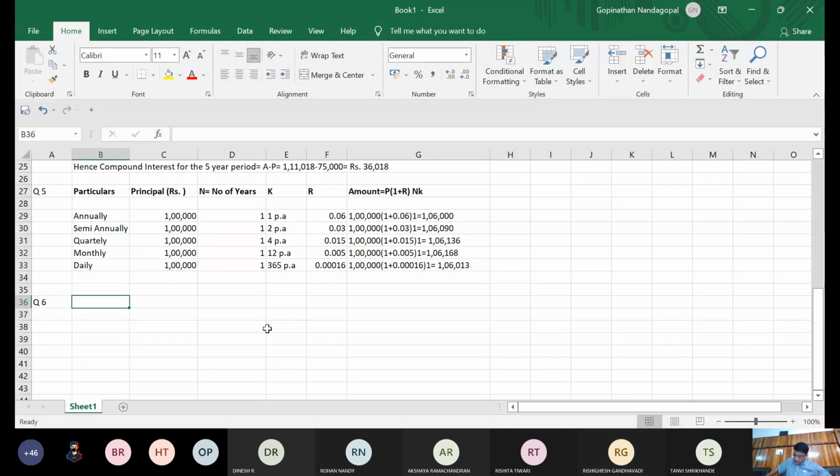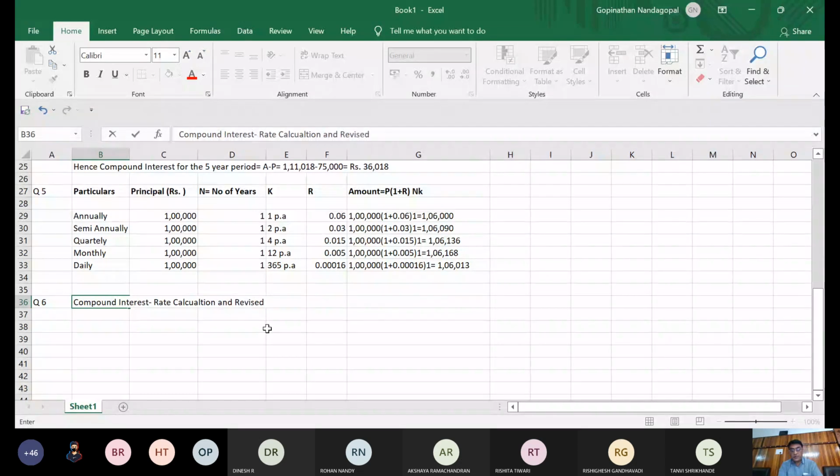Okay. And you can see the formula given. P(1 + R)^NK is equal to A. The A is maturity. So I'll just give the heading of the problem: compound interest rate calculation and revised maturity value. The revised maturity value, we call it as A.